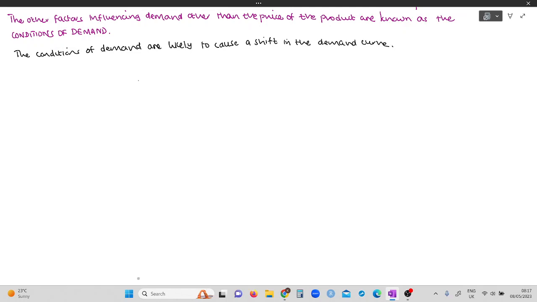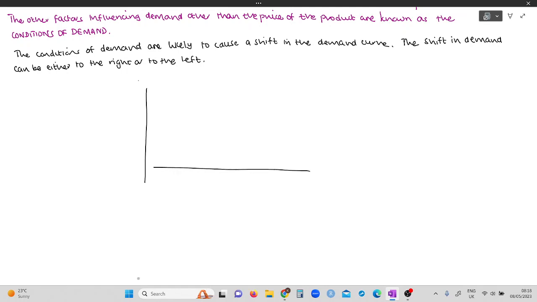So là, on va prendre les exemples. The shift in demand curve can be either to the right or to the left. So I will show you how we draw the shift in demand curve.